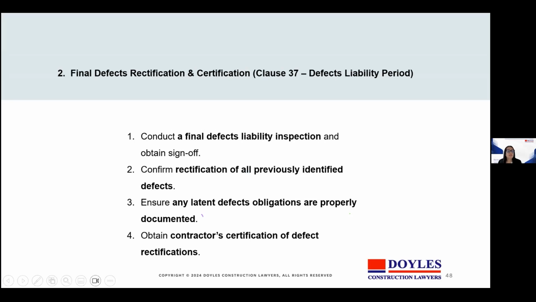2. Final defects rectification and certification. It's important to conduct a final defects liability inspection and obtain sign-off, confirm rectification of all previously identified defects, ensure any latent defects obligations are properly documented, and obtain contractor certification for defect rectifications. So, latent defect obligations must be clearly recorded.